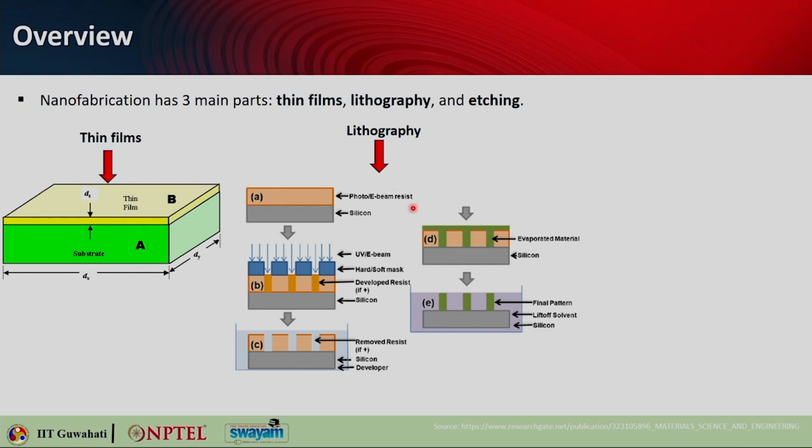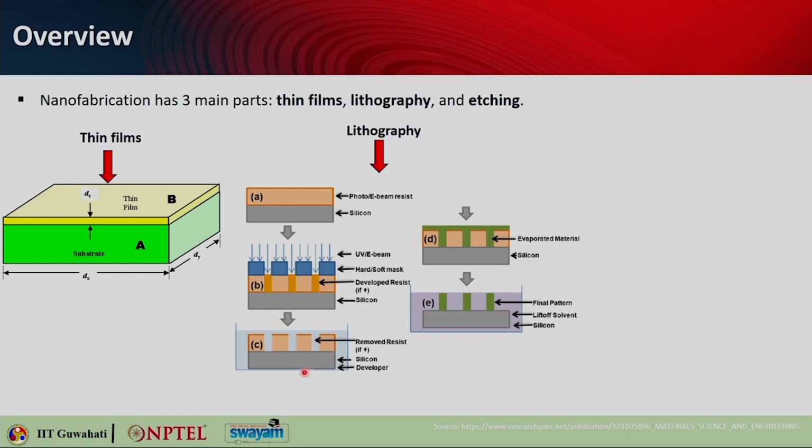Then you have lithography. Lithography is basically a process of making patterns. You can see it starts with a silicon substrate which is coated with a photo or e-beam resist. We will come to the details of this in the next lecture, but let us quickly go through what it looks like. Then you will have a hard or soft mask which has the pattern that you want to develop, and when you expose it to UV or electron beam, the photoresist, if it is a positive photoresist, gets developed, and then it can be etched away by some kind of solvent.